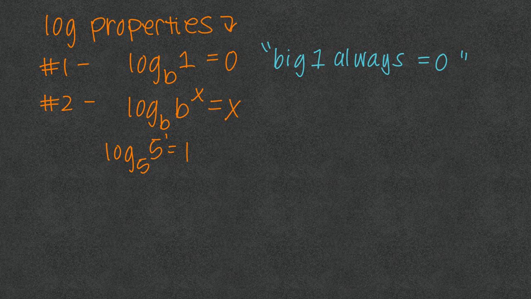That was a totally separate property in the notes, but it's the same as if it was log base 5 of 5 squared, it'd be 2. Technically it's the same, just a little harder. So it's the same property.